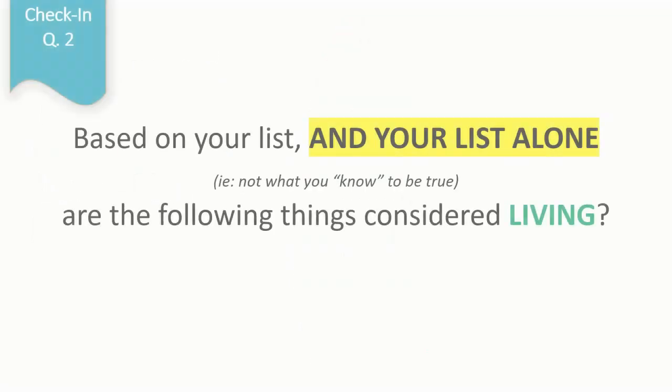So now, for check-in number 2, we are going to apply your list, all right? A couple of things are going to appear on the screen, and based on your list and your list alone, so not what you know to be true, but based only on the list that you've developed, are the following things considered living? We'll start with plants. Are plants considered living according solely to your list?